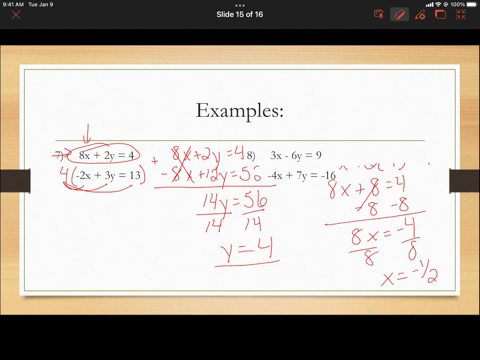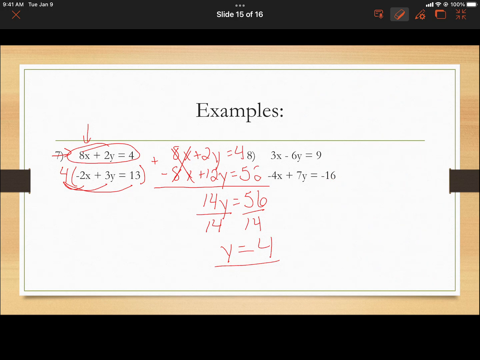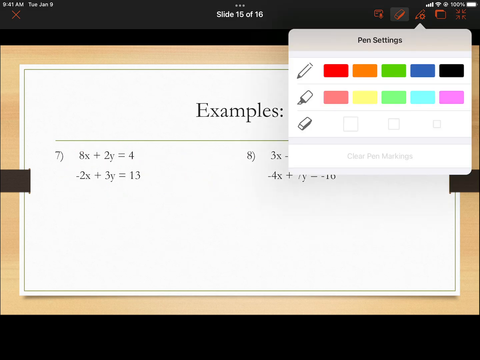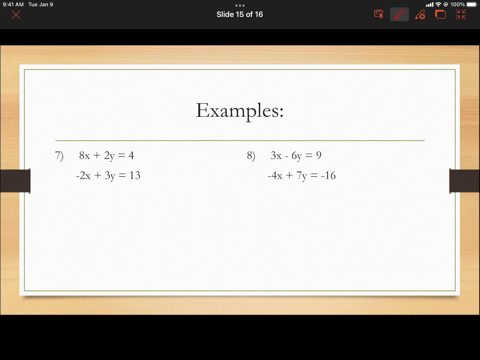So that we can do number 8. Get rid of all of this stuff. Starting from scratch again. Okay, so number 8, again, we need to pick a variable to get rid of, the x or the y. It doesn't matter.